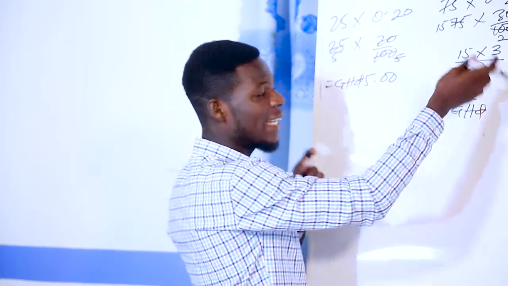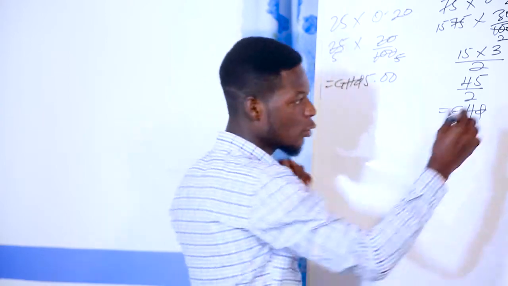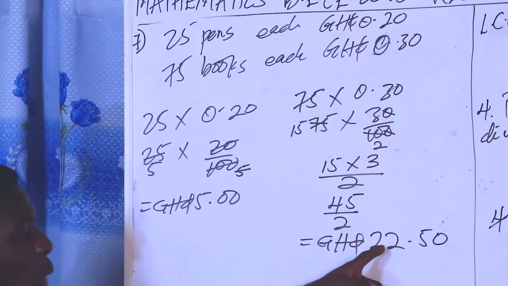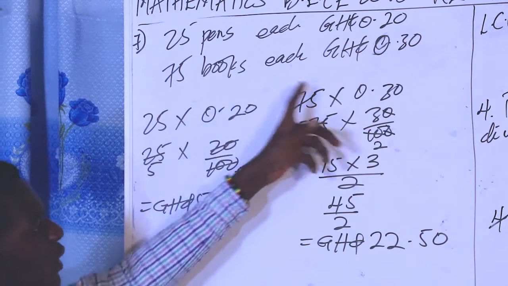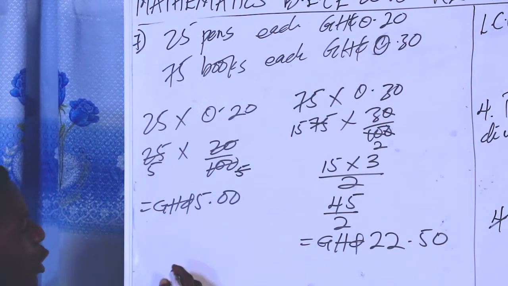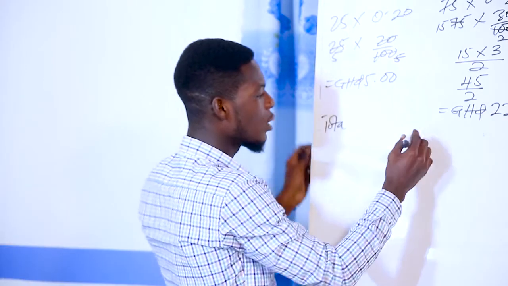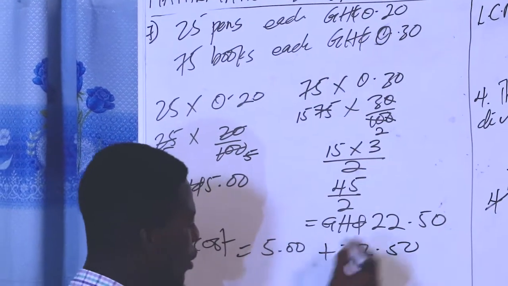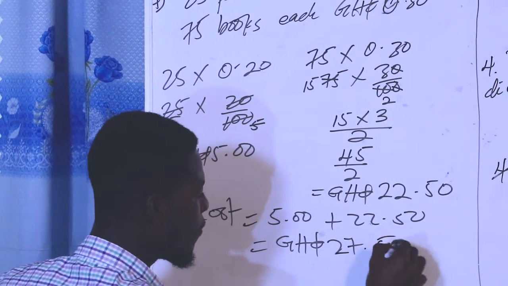22.5. But because it's Ghana cedis, we have 2 decimal places to deal with the pesewas. So that becomes 22.50. That is 22 cedis, 50 pesewas. If I'm buying 75 books and each book is 30 pesewas. All right, now I want to find the total cost because the question said the total cost. So you sum both. So we have 5 cedis plus 22 cedis, 50 pesewas. And that will give you 27 cedis, 50 pesewas.